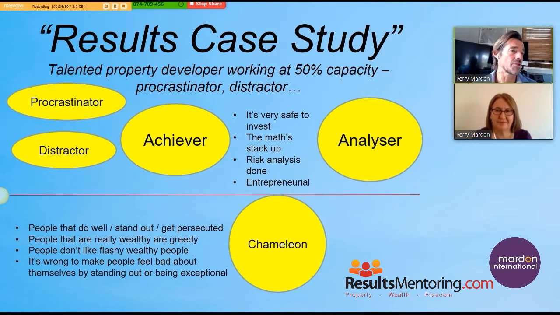So the moment she started to surface it, work with it, and see it, she was no longer controlled by it. Before she was conscious of it, every time the achiever and the analyzer would get her to do really well, the chameleon would go, uh-oh, better bring the procrastinator and the distractor in because she's getting too successful. And based on those belief systems of the chameleon, that was a negative thing.